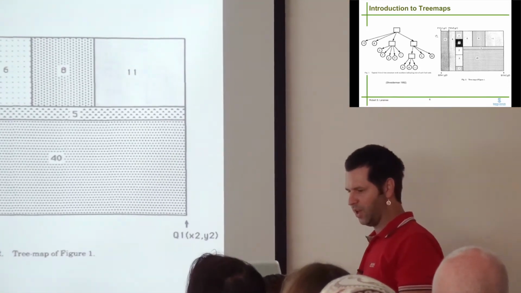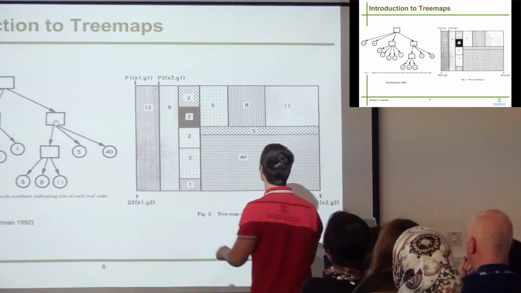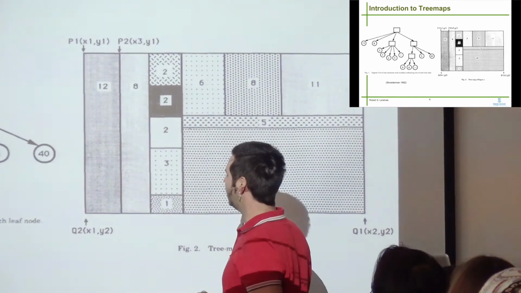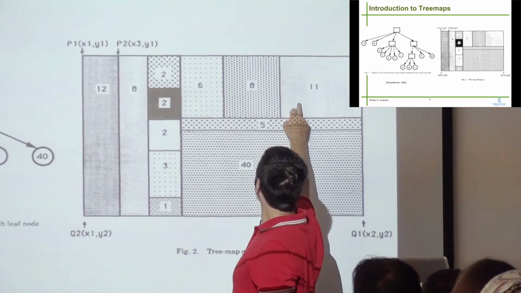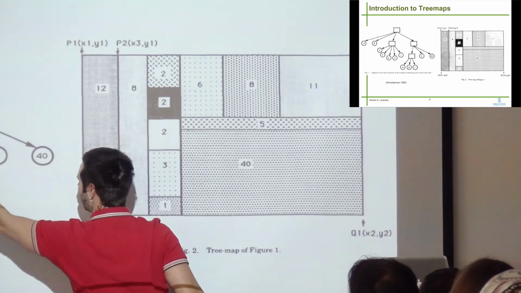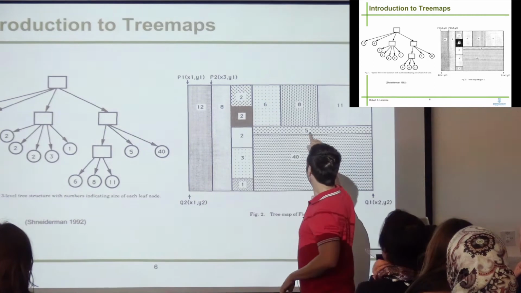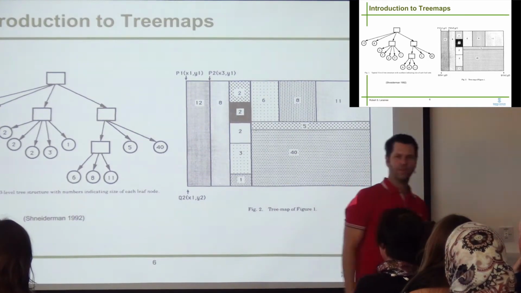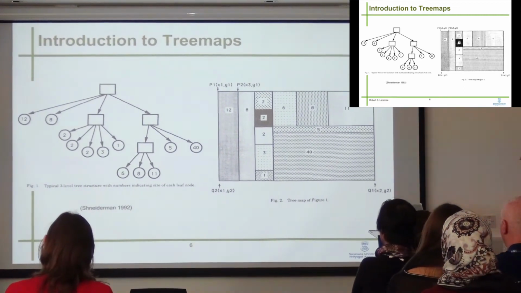And then we have another rectangle on the right, and that encompasses the rest, right? It encompasses this portion of the tree map, and it gets subdivided. The 6, 8, and 11 are here, and those map to this rectangle. And there's the 6, there's the 8, and there's the 11. And then we have 5, and then 40. Did everybody follow that? Hopefully, a quick introduction to tree maps.